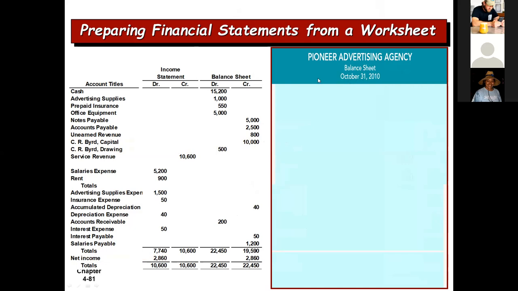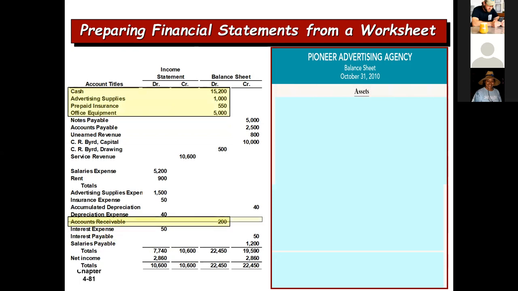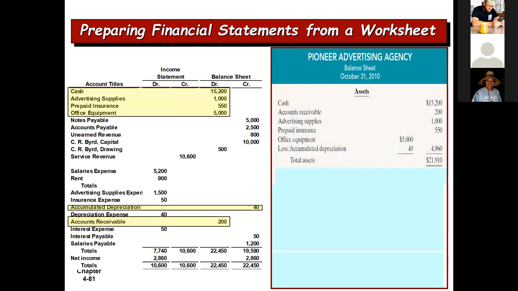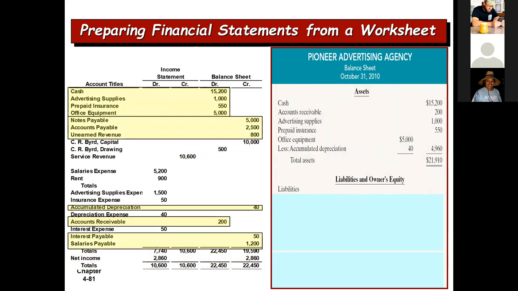So that's why you don't see for the month ending. It just says October 31. Now, this is very important for you to remember what a balance sheet shows. A balance sheet shows asset balances, liability balances, and equity balance at the end of the month, end of the period. So all you do is go to the worksheet and pull off all your assets. And you can see the assets are scattered around the worksheet. And then you pull off all of your liabilities, like notes payable, accounts payable, unearned revenue, interest payable, salaries payable. And you get total liabilities.